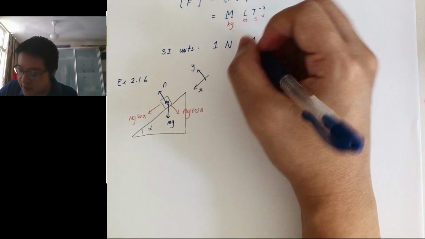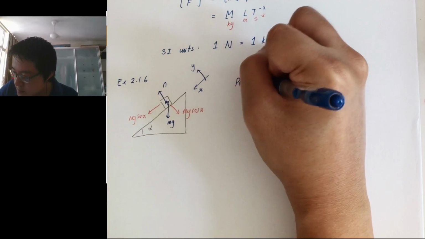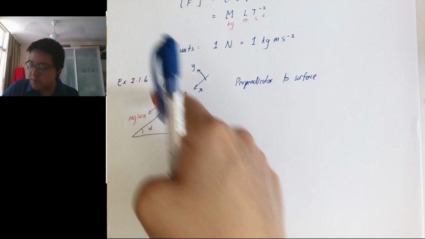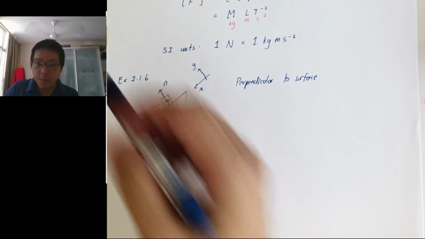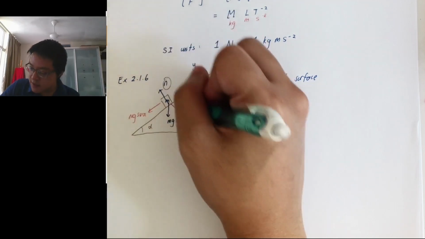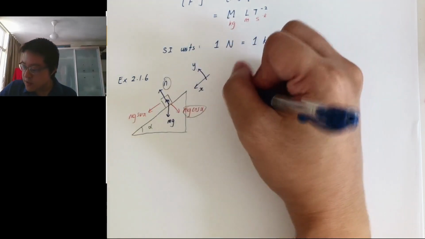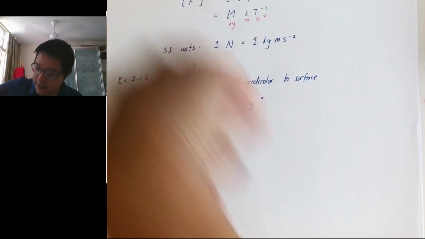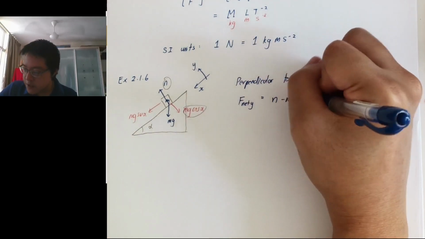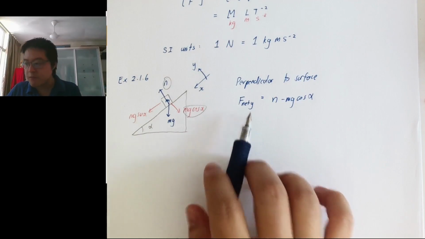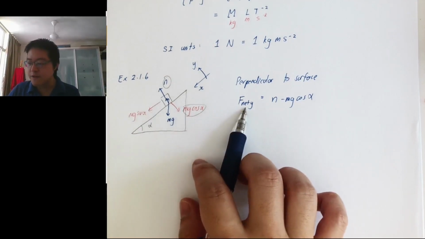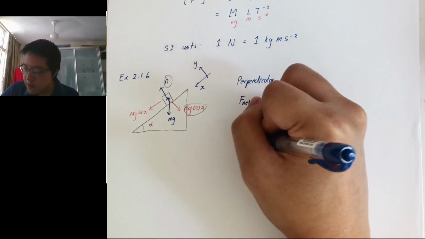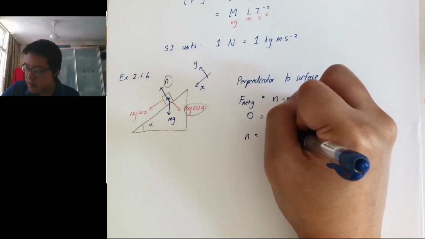Therefore, in the direction that is perpendicular to the surface, all the forces in the y direction are this one and this one. So my net force in the y direction is N minus mg cos alpha. I'm writing some extra steps here, even though everybody knows already, there should be no net force along this direction, so N minus mg cos alpha equals 0. Therefore N equals mg cos alpha.